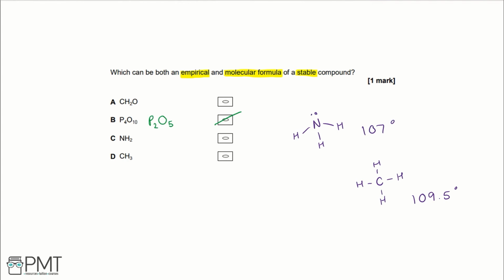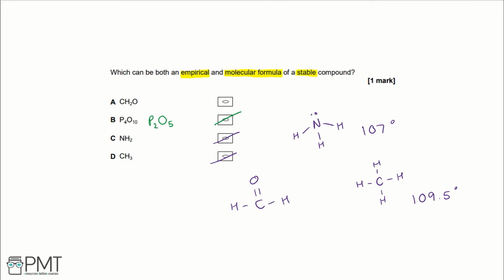So these are both stable compounds, but NH2 and NH3 aren't because they don't have the right number of bonds to make the central element stable, so nitrogen or carbon. And then we come to look at A. Well, carbon wants 4 bonds, but oxygen wants 2. So we have a carbon-oxygen double bond and then 2 hydrogens. So this is going to be an aldehyde and it's going to be methanol.